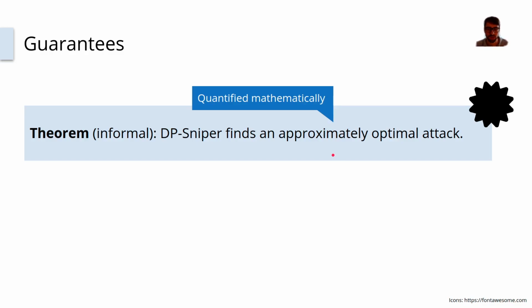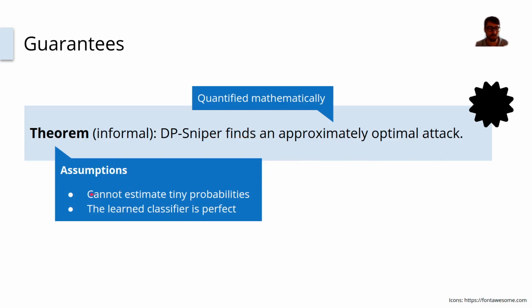However, we have two key assumptions that allow us to make this claim. First of all, we assume that we cannot estimate tiny probabilities. As discussed before, this would not be realistic, so this is a reasonable assumption. And second of all, we assume that the learned classifier is perfect. In other words, we assume that machine learning works. Of course, this is a strong assumption in practice, which is why we also made sure that our guarantee degrades gracefully, so we even get strong or interesting guarantees in the case where the learned classifier is imperfect.